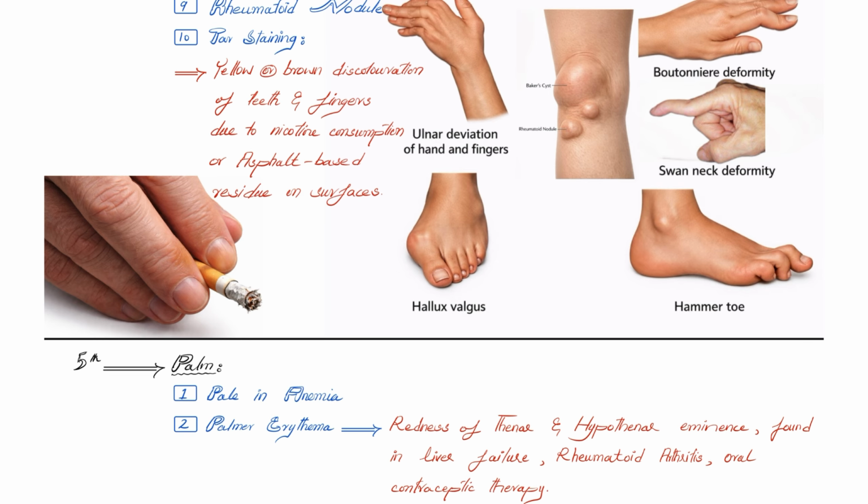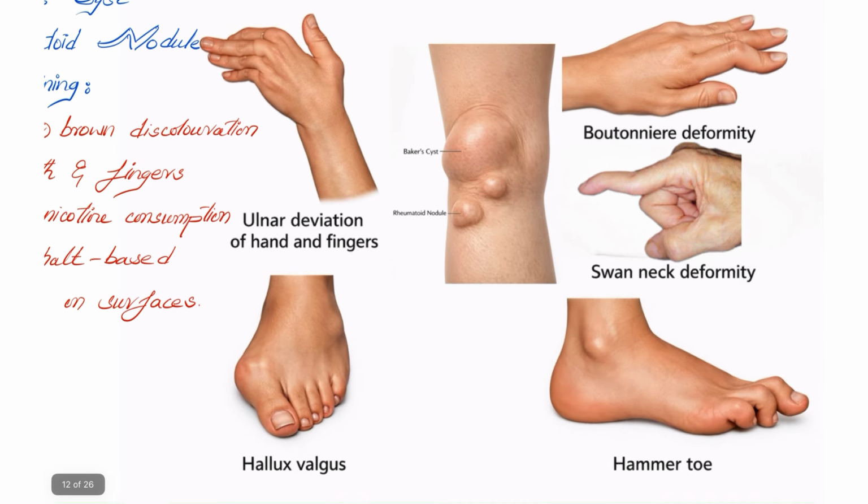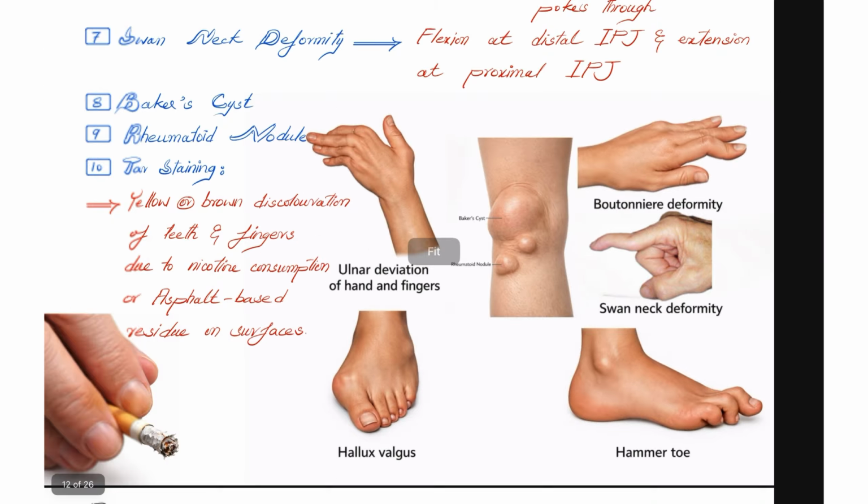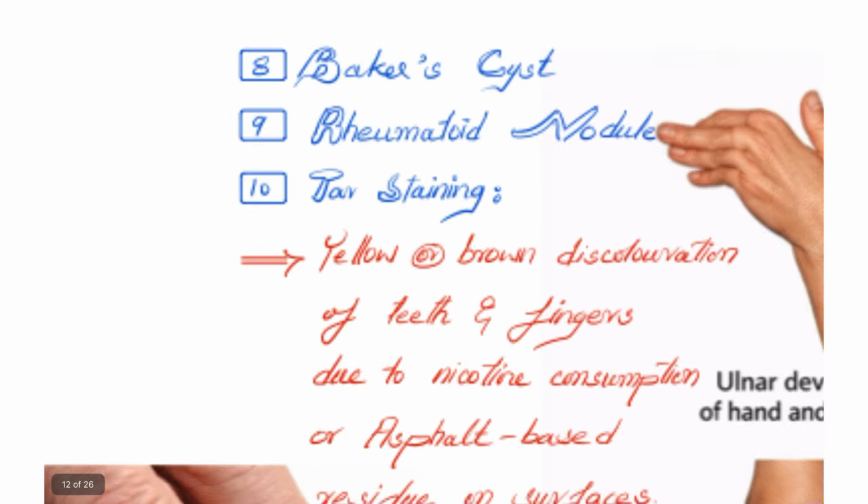So the signs of rheumatoid arthritis are ulnar deviation, but in the feet you can find hallux valgus or hammer toe. In the knees you can find Baker's cyst and rheumatoid nodule. There's Boutonniere deformity or buttonhole deformity and swan neck deformity. Since we are done with the fingers, now we jump to the palm of the hand.